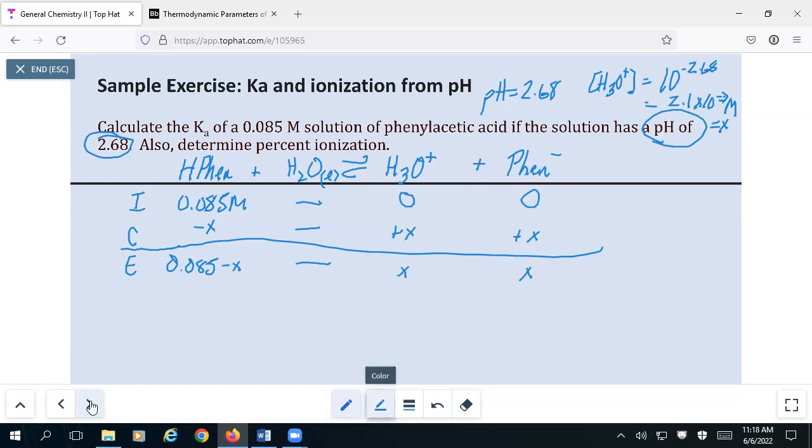So substituting in for X, I'm going to have 2.1 times 10 to the negative third molar for hydronium, 2.1 times 10 to the negative third molar for the conjugate base, and 0.085 minus 2.1 times 10 to the negative third is going to give me 0.083 for the phenylacetate, or excuse me, phenylacetic acid.